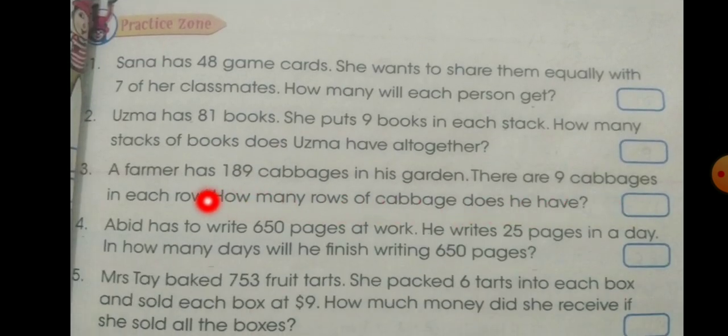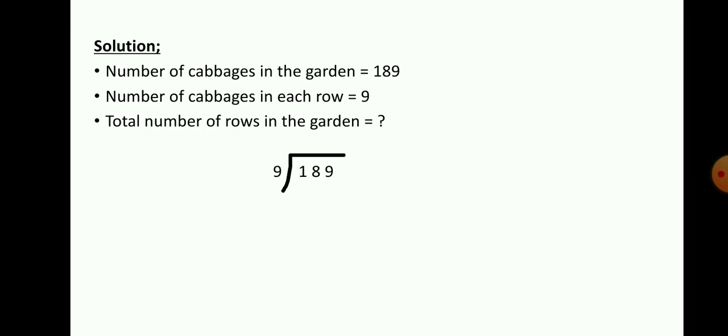And question number 3 is, a farmer has 189 cabbages in his garden. There are 9 cabbages in each row. How many rows of cabbages does he have? So similarly, first we'll write the given data, and the given data is number of cabbages in the garden are 189.